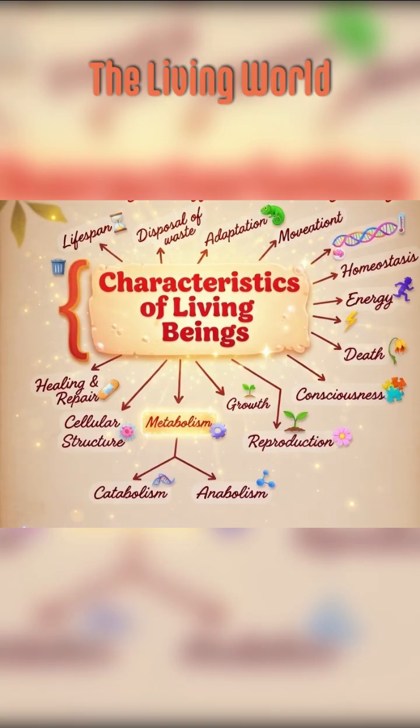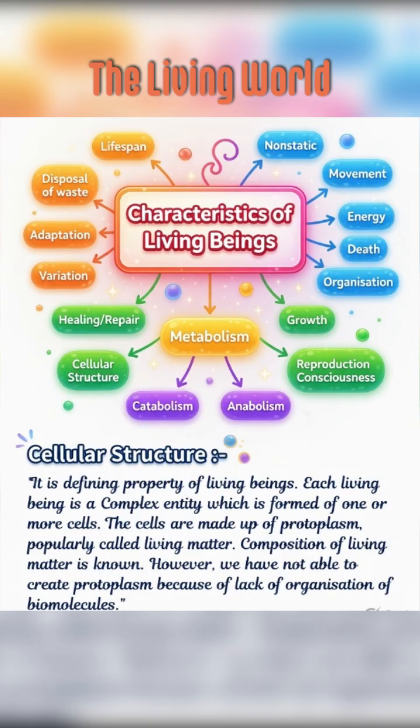Further, there are various characteristics of living beings, such as cellular structure, metabolism, growth, consciousness, organization, energy, movements, homeostasis, variations, adaptations, lifespan, disposal of waste, healing, repair, death, etc. So first of all, the first characteristic of living beings is the cellular structure, and it is a defining property. Cellular structure is a defining property of all living beings.